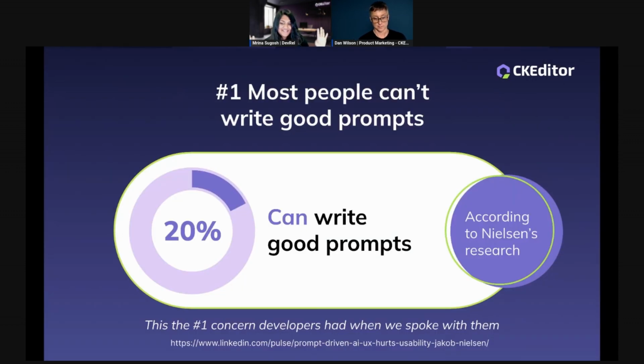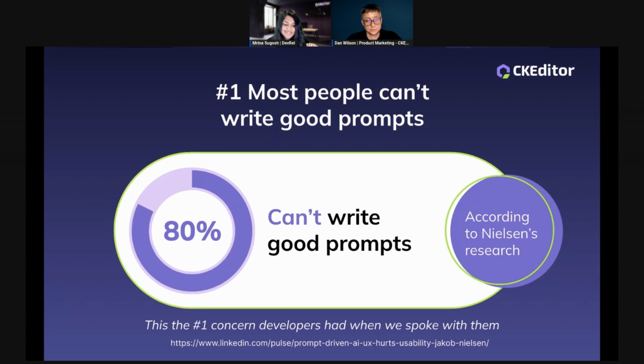Why do I know this? The reason I know this is because there's a really amazing LinkedIn article which I've linked over here. Nielsen Norman, who's this huge researcher, has actually come up with research saying that only 20% of the English speaking world can actually write good prompts. And that is all great. 20% seems like a huge number, but you need to remember that means that 80% of people actually can't write good prompts. I would say I'm also guilty as one of them.